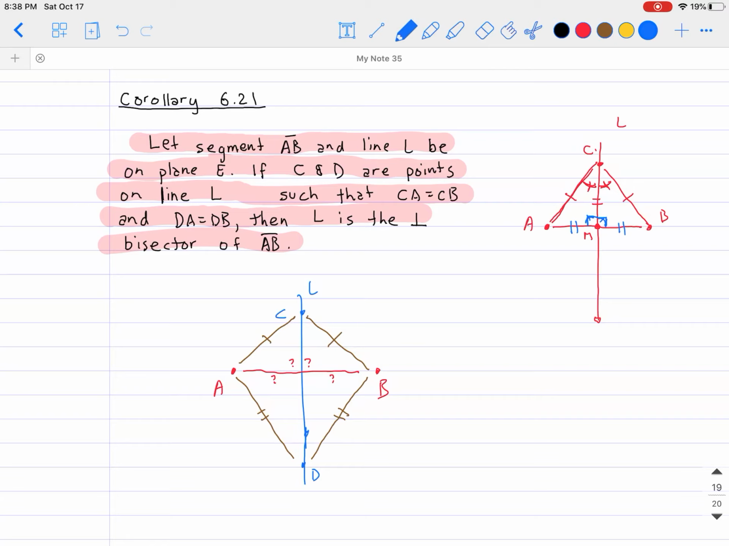And moreover, this guy right here is going to be congruent to this guy right here because of CPCTC. So there it is. Now we proved that the line that contains C is going to be the perpendicular bisector. Now, we need to actually do that same thing with that point D that is somewhere down here.